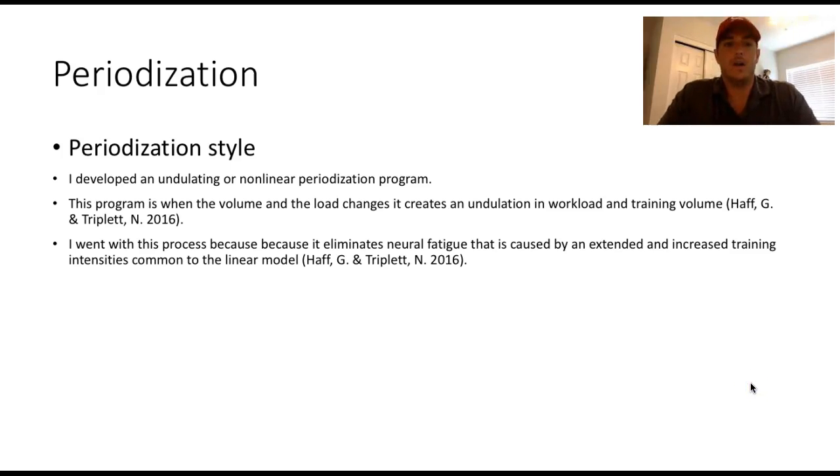I developed an undulating or nonlinear periodization program. This program is when the volume and the load changes. It creates a nonlinear workload and training volume. I went with this process because it helps eliminate neural fatigue that is caused by an extended and increased training intensity, common to the linear model, but we're mainly focusing on eliminating that.